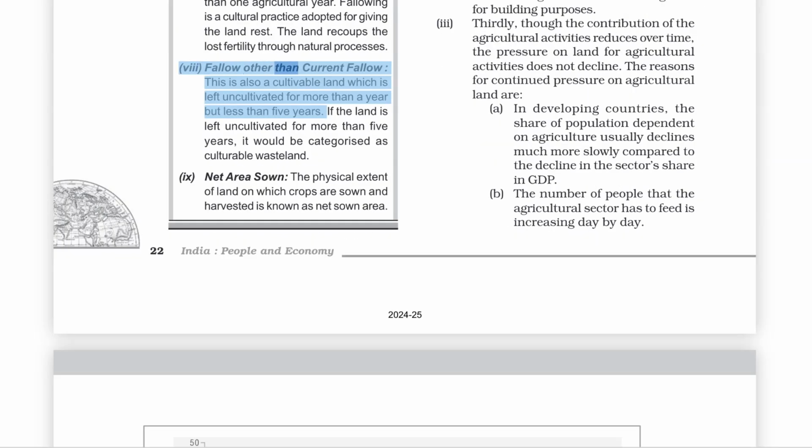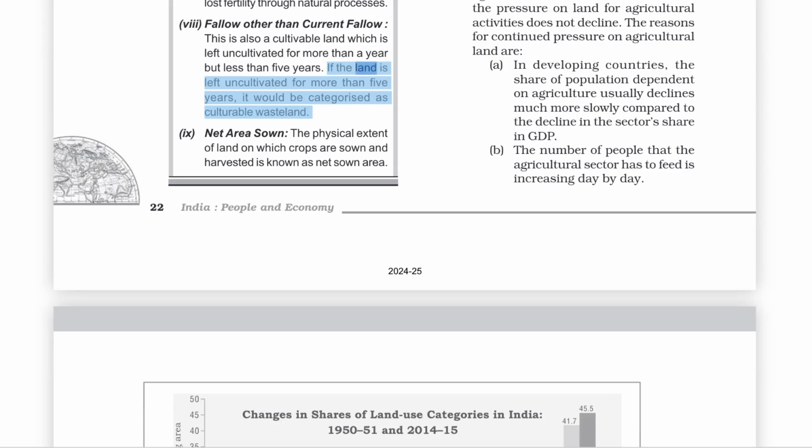8. Fallow other than current fallow. This is also a cultivable land which is left uncultivated for more than a year but less than 5 years. If the land is left uncultivated for more than 5 years, it would be categorized as cultivable wasteland.